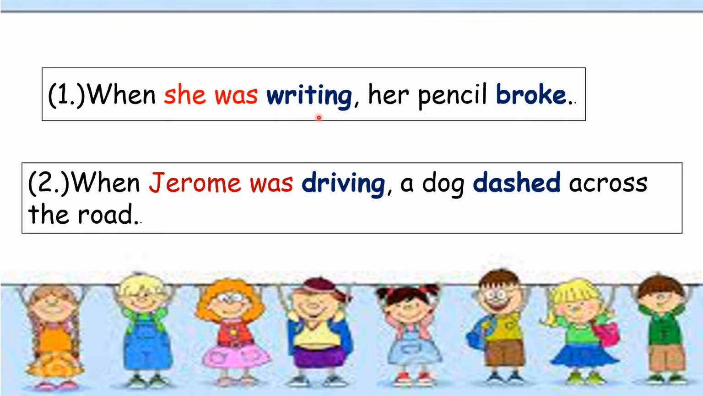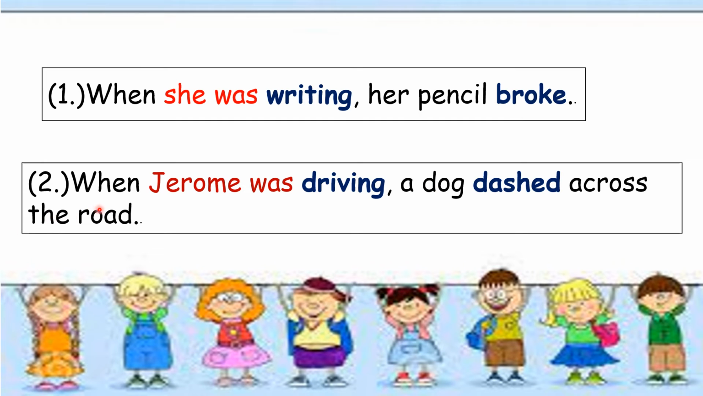Writing is the first action, and the second action is broke. But these two actions didn't happen at the same time. One action was going on, which is writing, then another action took place, which is broke. And broke is the past tense of break.